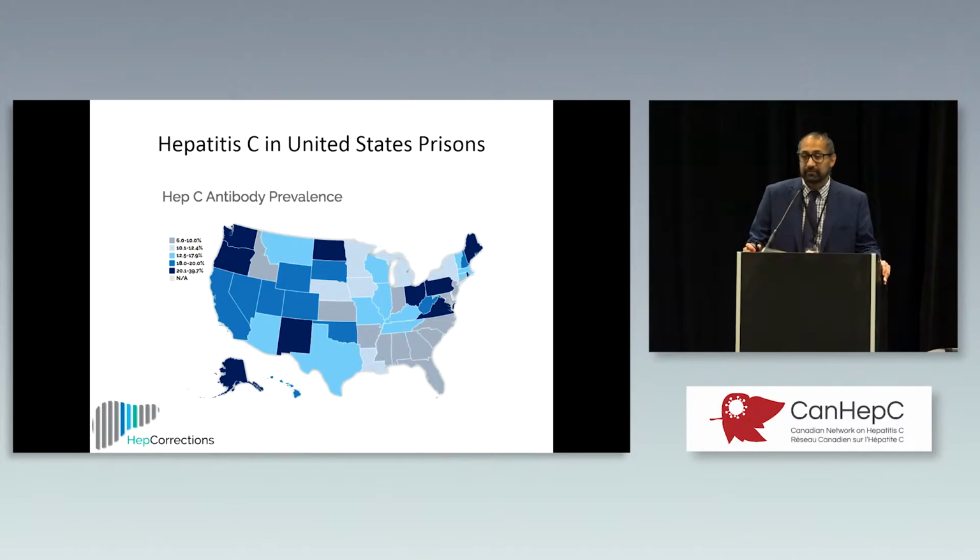Things look quite different within states, and this map shows the prevalence of hepatitis C in prisons by state. You see that some of the states bordering Canada, Maine, North Dakota, Oregon, have high prevalence. More than 20% of people in prisons have hepatitis C antibodies, and approximately 75%, or maybe a little less than that, would still be viremic.